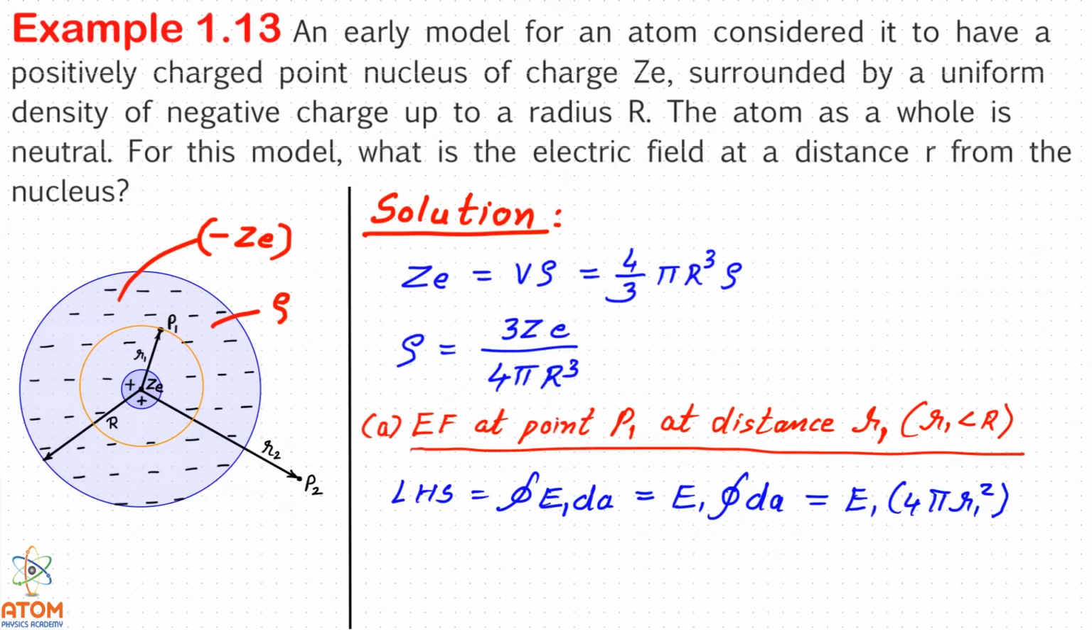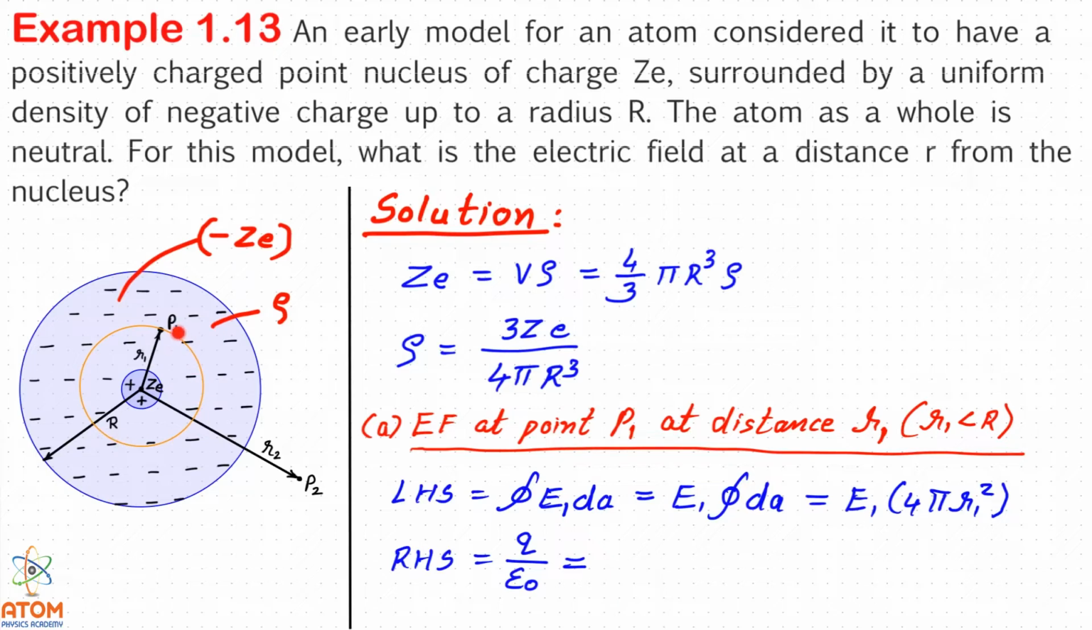This was the left side. Now let us go for the right hand side of this equation. We know it is simply Q upon epsilon 0, where Q is the total charge inside this Gaussian surface. Now that is an important point.